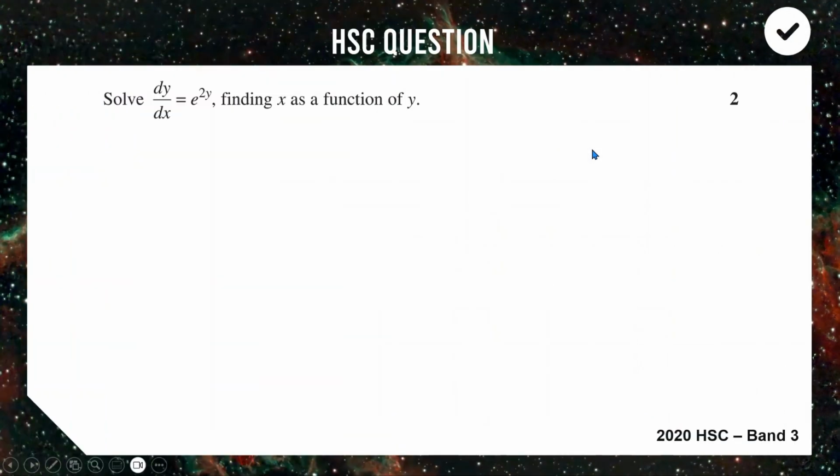Okay, now we're up to the final one, which is a relatively easy band 3 question from the 2020 HSC for 2 marks. By all means, pause and have a crack if you want to have some fun. Otherwise, let's run through it together.